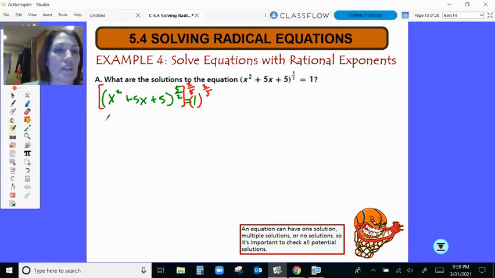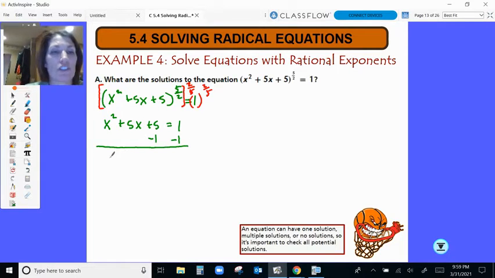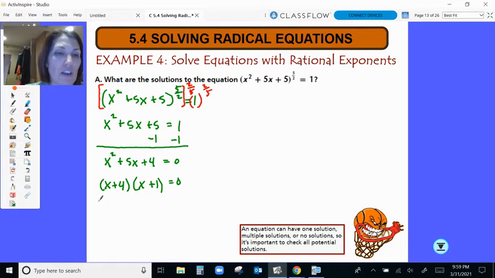Okay, so this ends up being x squared plus 5x plus 5. 5 halves of the 2/5 is just 1. And then 1 to the 2/5 power is also just 1. So what we have here now is a quadratic. So we're just going to solve this like a quadratic and get everything equal to 0. So x squared plus 5x plus 4 equals 0. And factors of 4 that add up to 5 are going to be x plus 4 times x plus 1 equals 0. So my solutions then are x equals -4 and x equals -1.